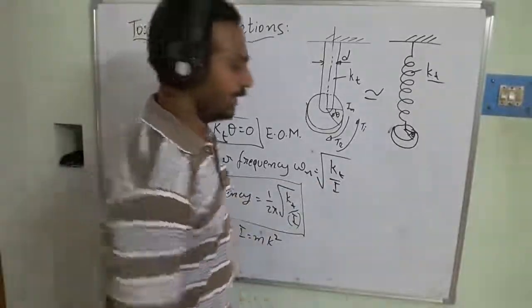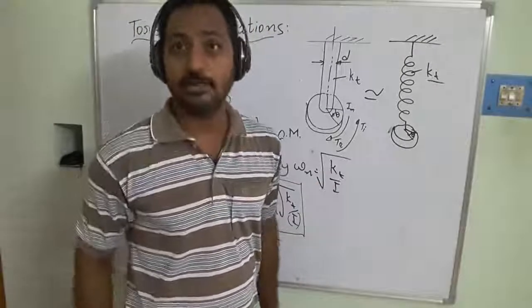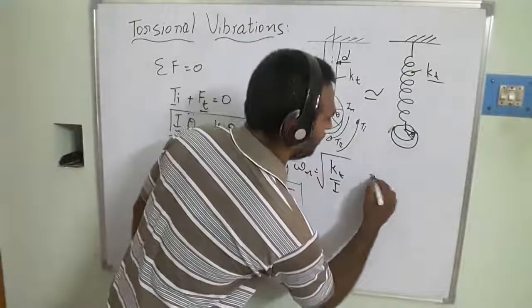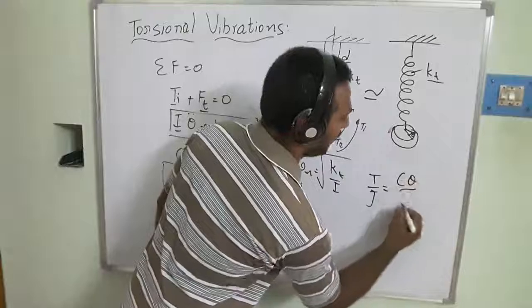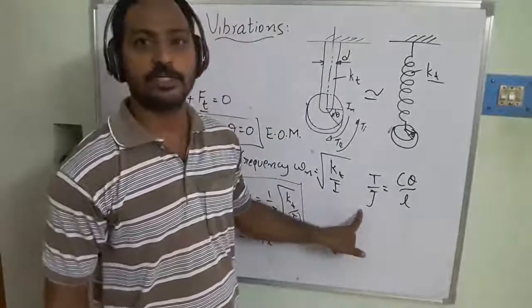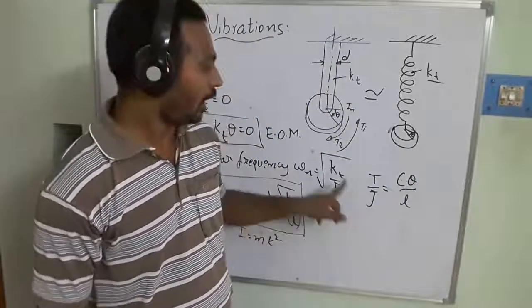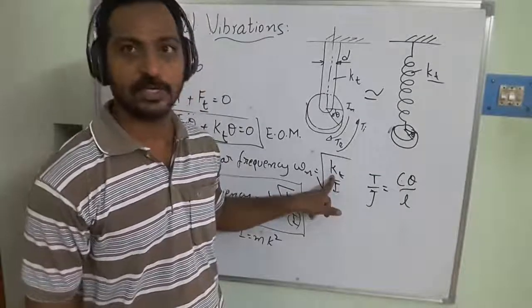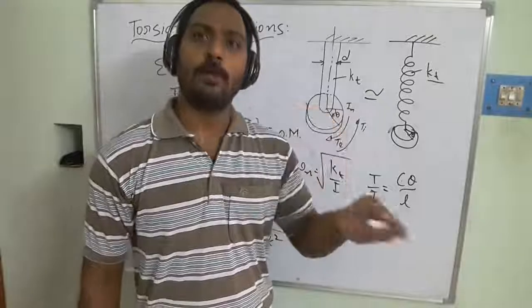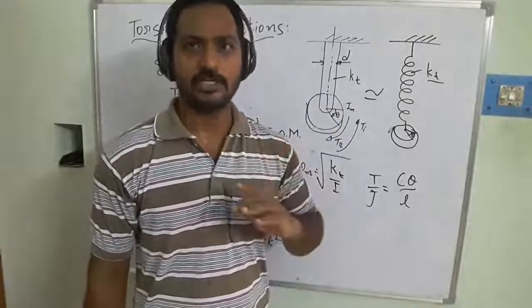We can take it, since we are using the torsional vibrational system, that T by J is equal to C theta by L we are using. From this equation, we are going to be calculating the torsional stiffness. Then what is the torsional stiffness equation? As we know, we need to take the torsional load by the torsional deflection.